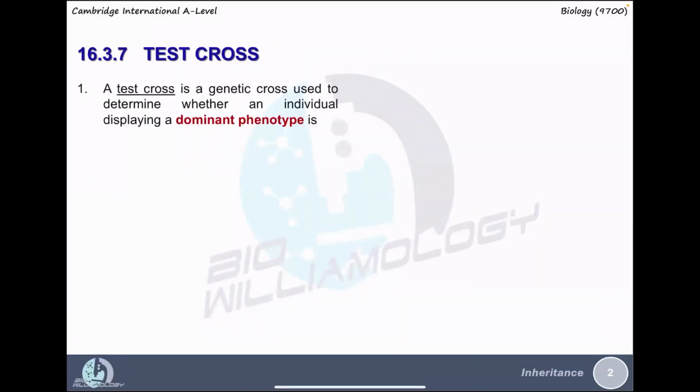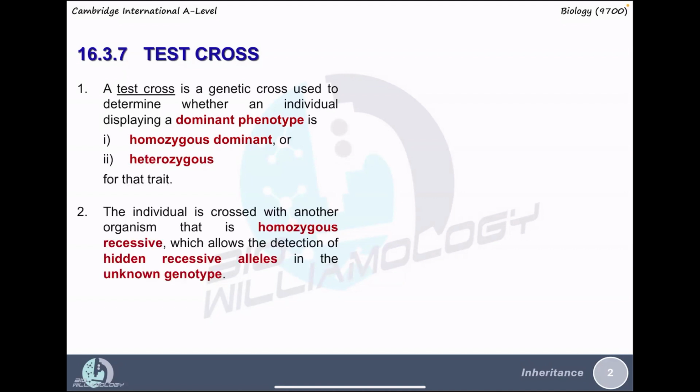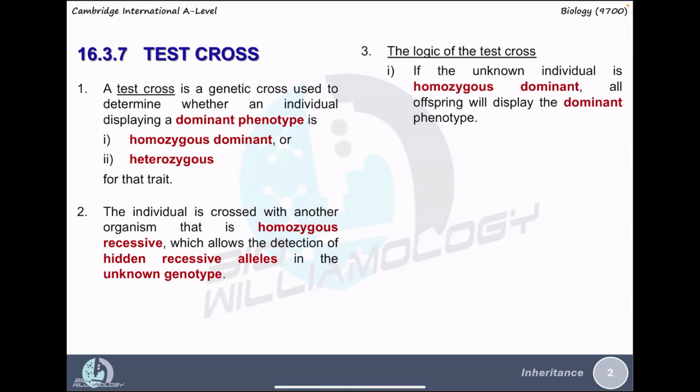A test cross is a genetic cross used to determine whether an individual displaying a dominant phenotype is homozygous dominant or heterozygous for that trait. The individual is crossed with another organism that is homozygous recessive, which allows the detection of the hidden recessive allele in the unknown genotype.